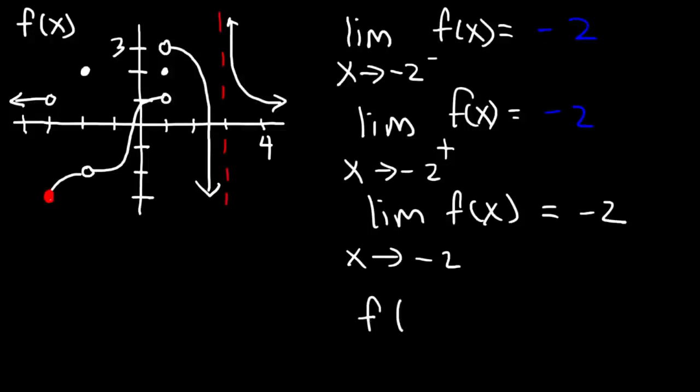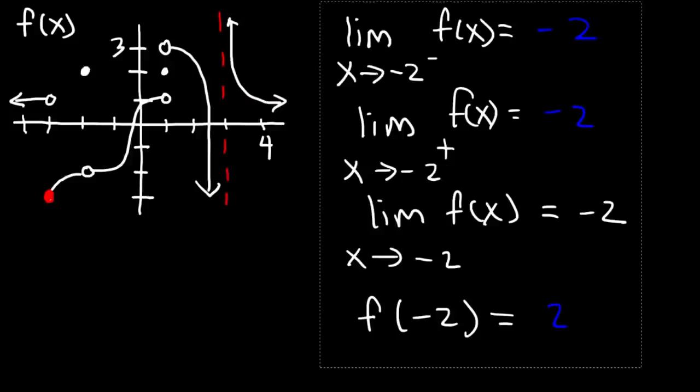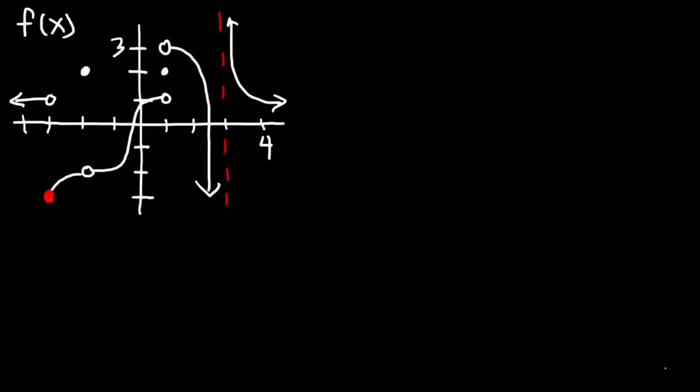Now, what is the function value when x is negative 2? So look for the closed circle that's on this vertical line. And so that's this point where the y value is positive 2. So as you can see, it's not very difficult to evaluate limits graphically.